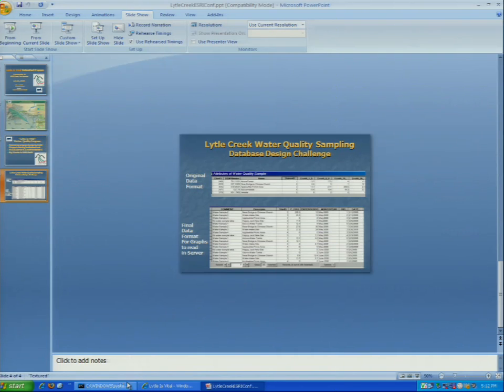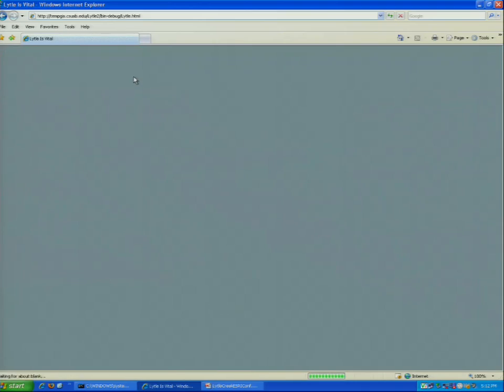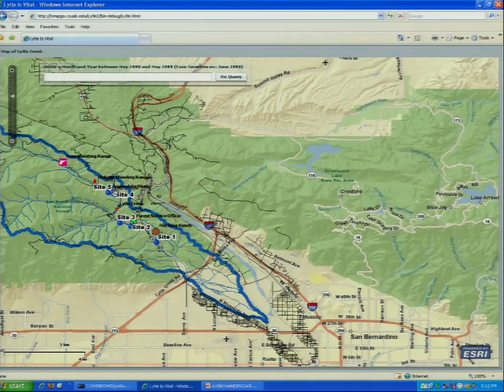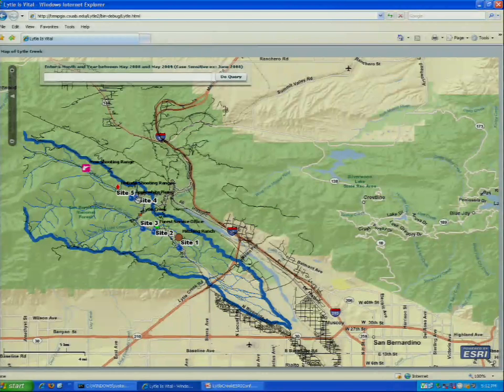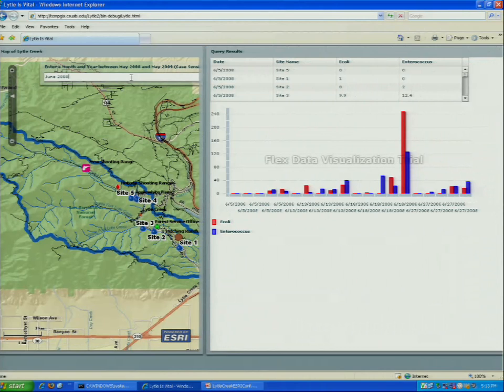So I'm going to go here and go to our web page. So this is the application. This is Lytle Creek, and in this case, because it was a prototype example, we had 5 sample sites, and the idea was to be able to report by typing in your month. And there's still a few things we could improve on this, but we're kind of working on it. And the idea was being able to display the E. coli and Enterococcus values for different parts of the creek and where they were being sampled over a year period.